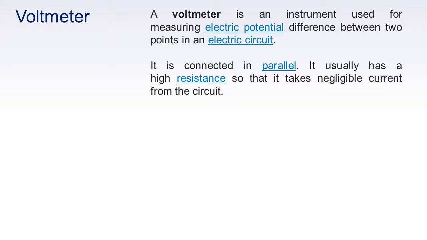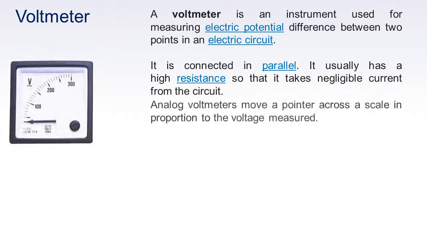Voltmeter. Voltmeter is used to measure the voltage across the terminals. A voltmeter is an instrument used for measuring electrical potential difference between two points in an electric circuit. It is connected in parallel. It usually has a high resistance so that it takes negligible current from the circuit.